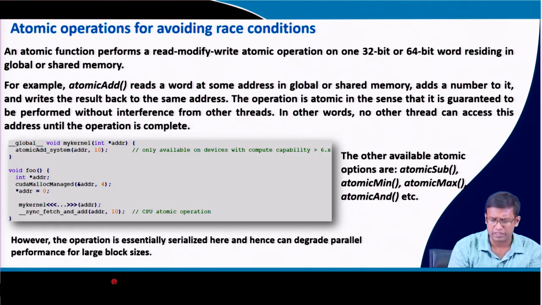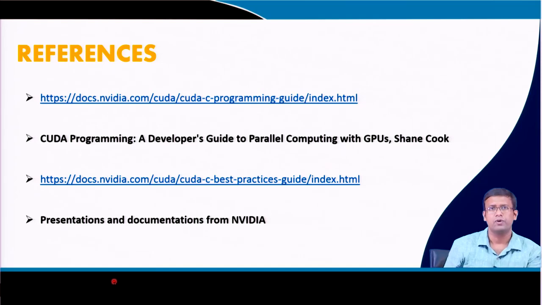However, this operation is essentially serialized and it can degrade parallel performance for large block sizes. So when we are doing atomic operations, this can avoid race conditions and give us the right results, but we have to be careful while doing so.